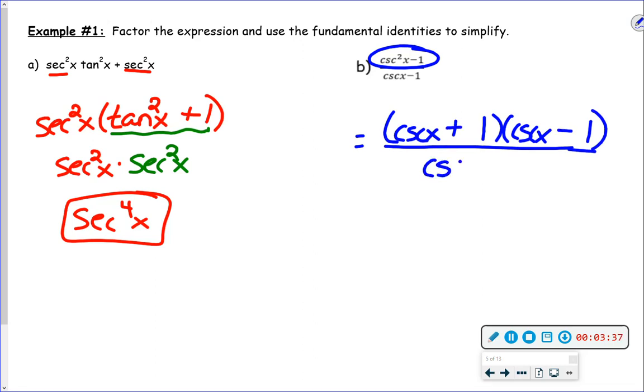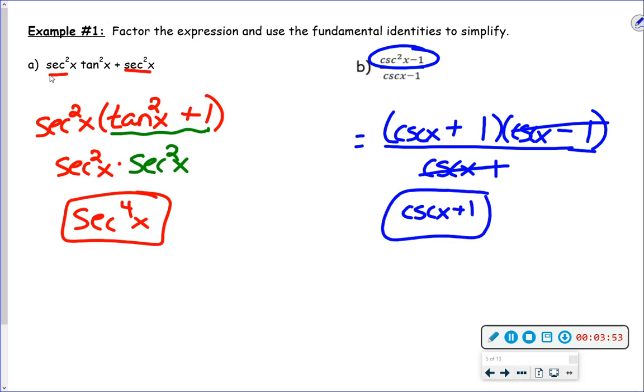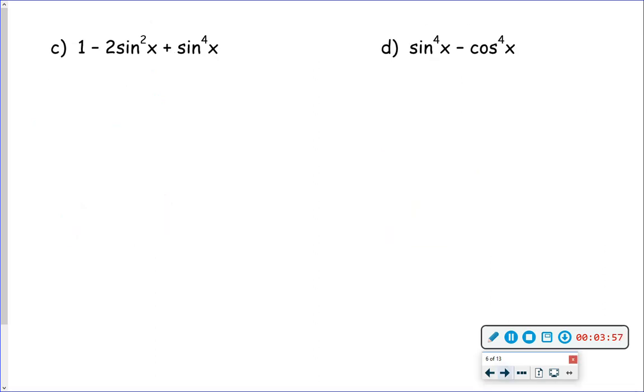I'm just rewriting the denominator. I'm just filling it in. And now you can see we have the exact same factor and the exact same factor. They just cancel each other out. Fancy form of 1. So my final answer, cosecant of x plus 1. So I didn't have to really use any identities on this problem, but we did have to use, of course, our factoring skills.